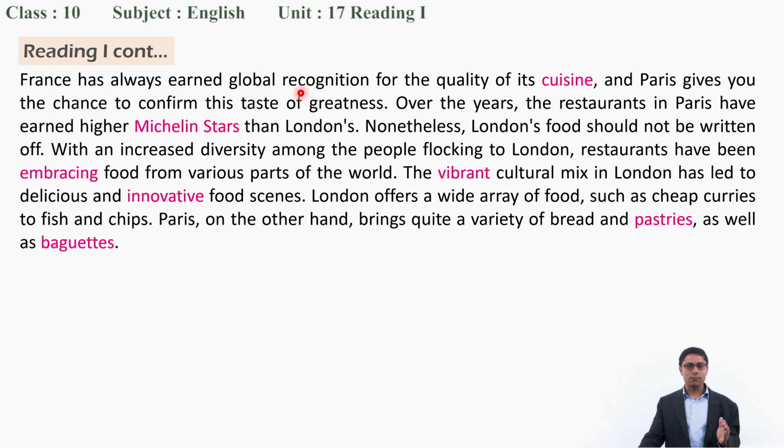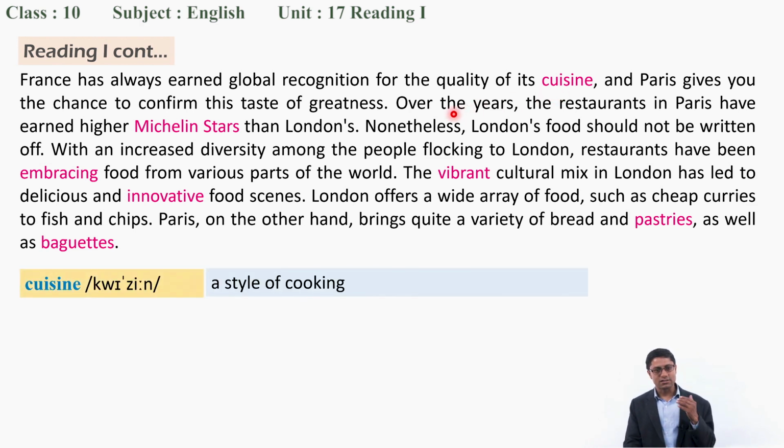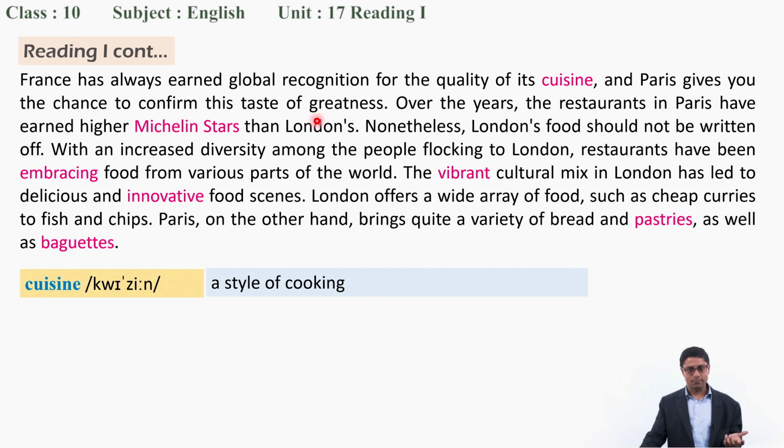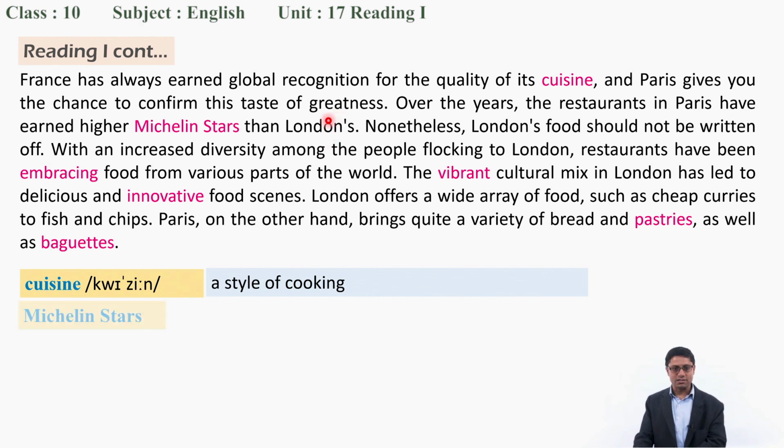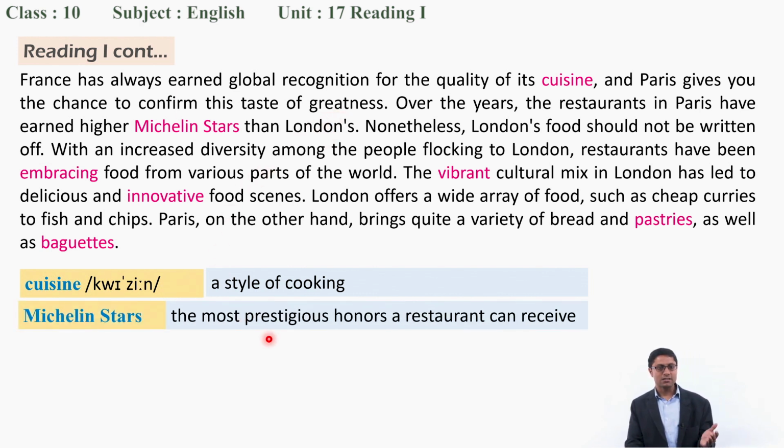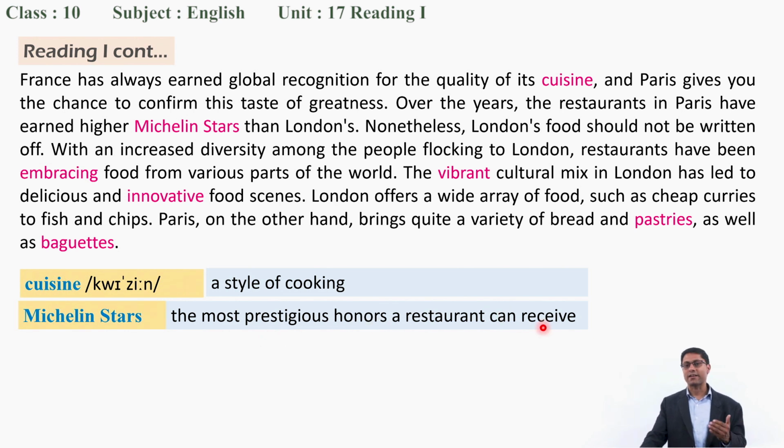France has always earned a global recognition for the quality of its cuisine. Cuisine means, we have already discussed, a style of cooking. And Paris gives you the chance to confirm this taste of greatness. So you get a great taste of food in Paris. Over the years, the restaurants in Paris have earned higher Michelin stars than London's. See there, they have got honors for their quality. Michelin star means the most prestigious honors a restaurant can receive. Okay, so honors given to the restaurants for their quality.